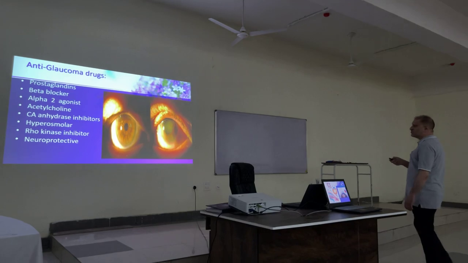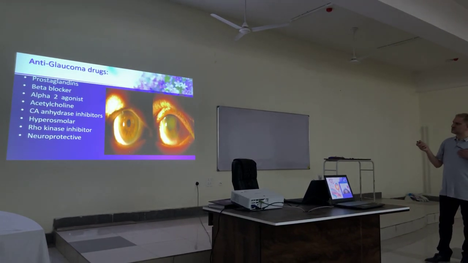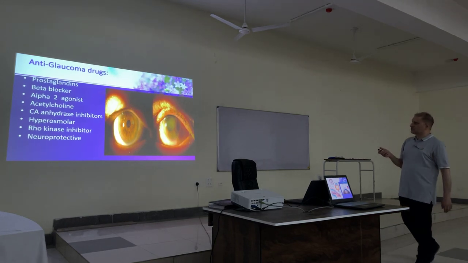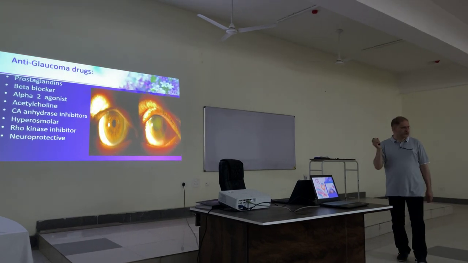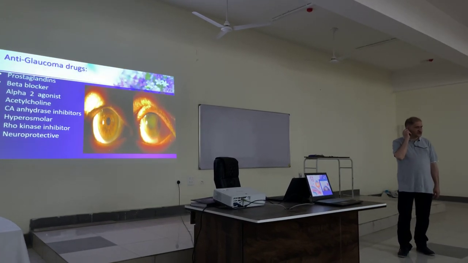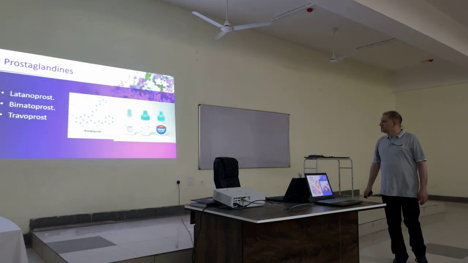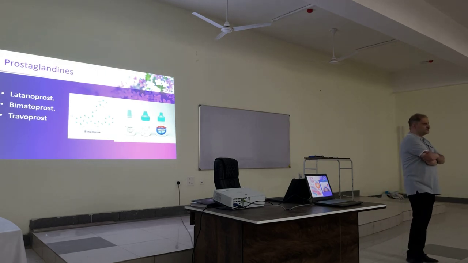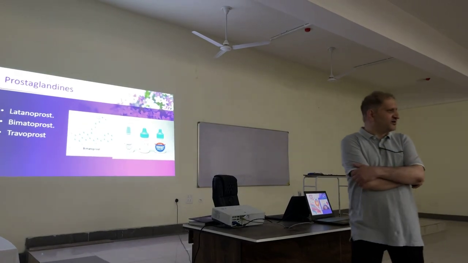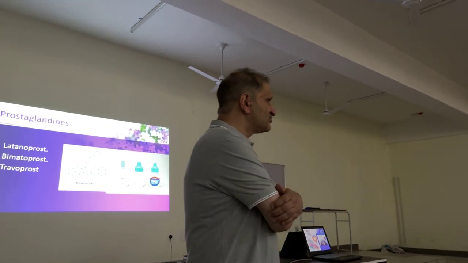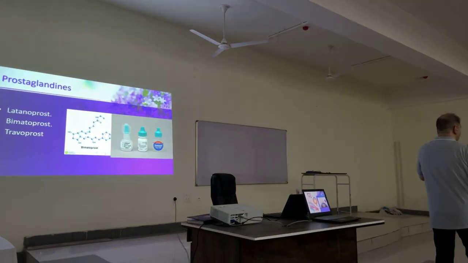So now the glaucoma drugs are classified like this: prostaglandins, beta blockers, alpha 2 agonists, carbonic anhydrase inhibitors, rho kinase inhibitors, and neurotransmitters. This is the classification. So prostaglandins are the number one. If I have to give a medal, I will give them a gold medal. So, gold medal goes to prostaglandins.